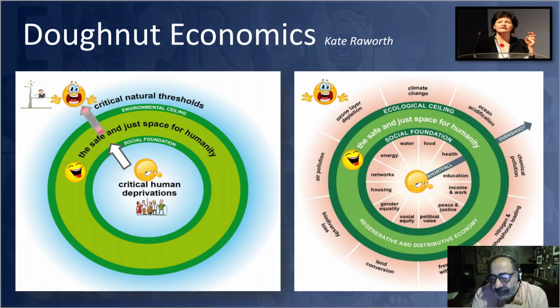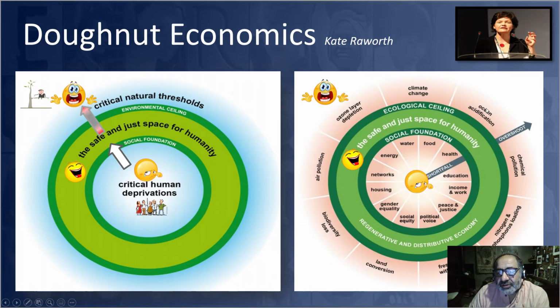And if we look at the inner ones, what she's saying is the path out of critical human deprivation is by way of ensuring there's adequate food, water, health, education, income, work, etc. And we're going to look at all of these individually today. But all of these are pathways or stepping stones in which we can allow humans to improve their lot in life.